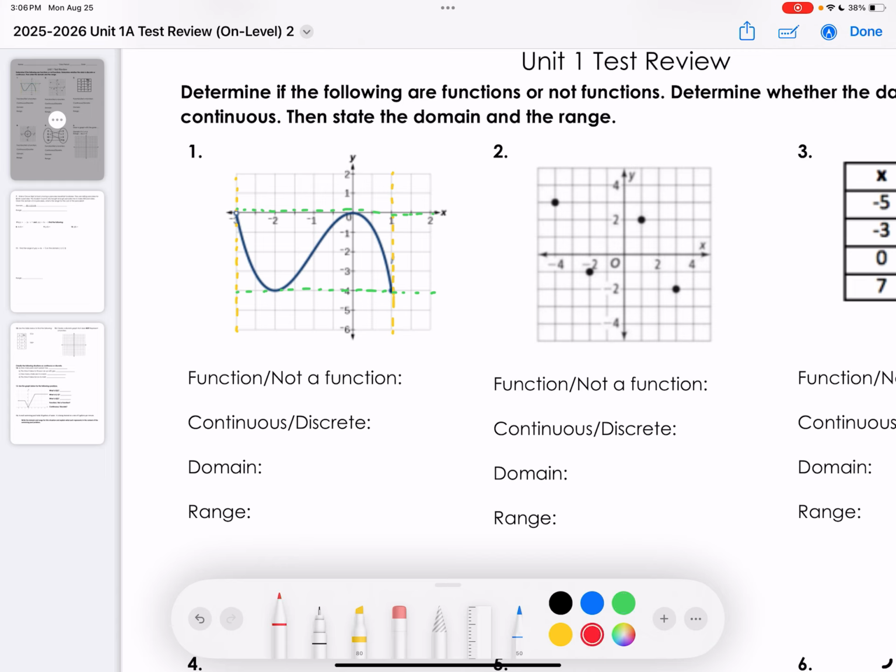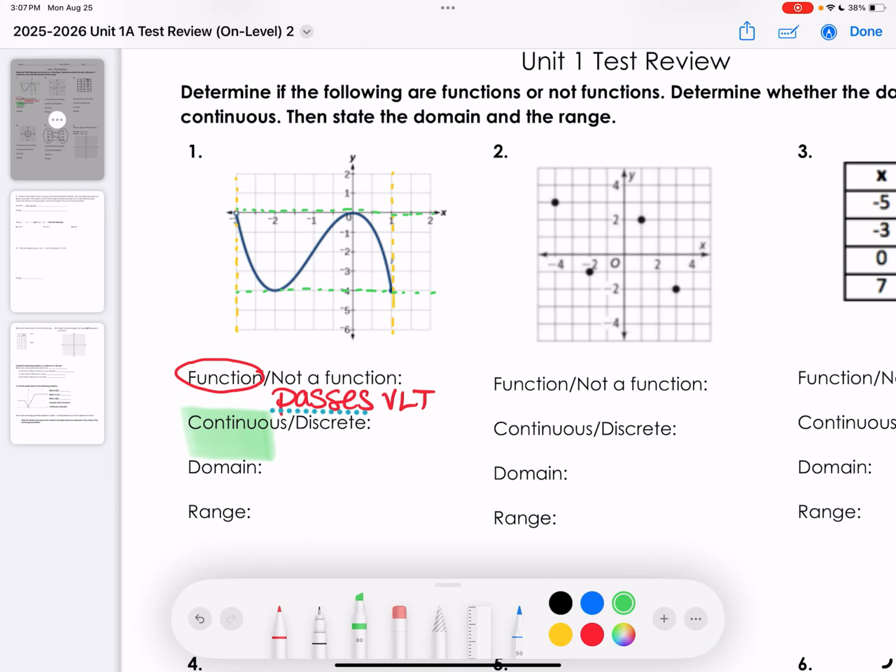Okay, so if we take a look at this, I can see it's asking function or not a function. So this one is a function. The reason why is it passes the vertical line test. So at any point, I could do a vertical line here, here, here, here, wherever I want, and it does not touch it twice.